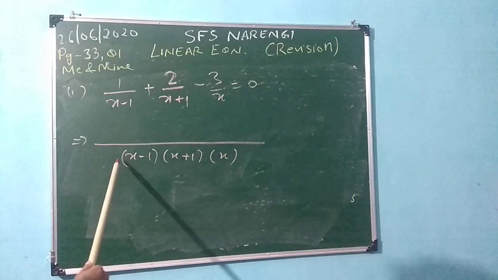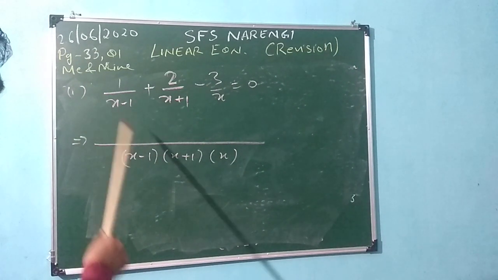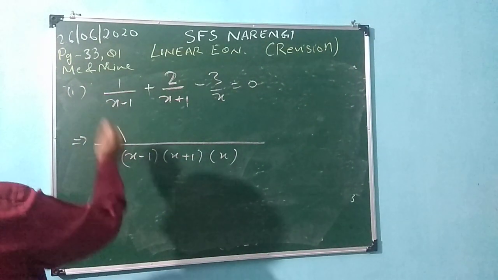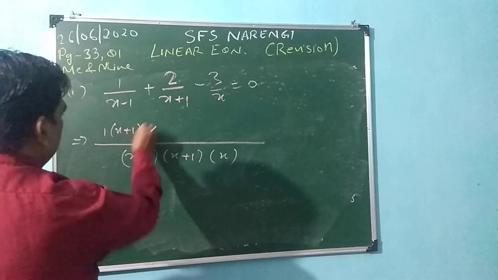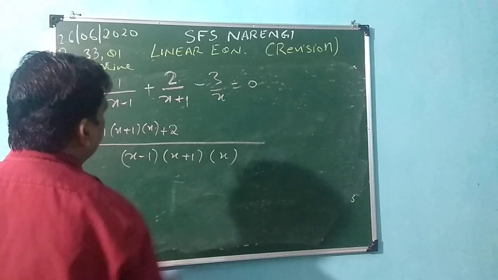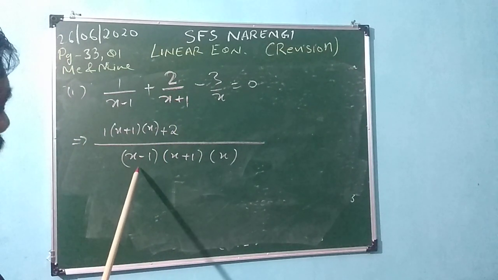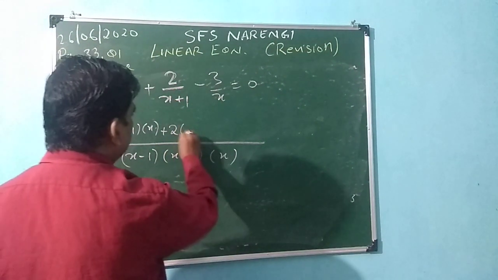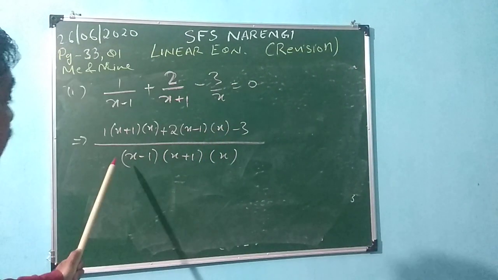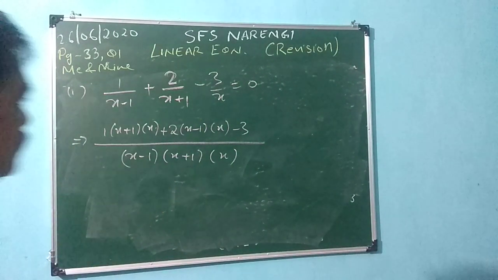Now, you divide this LCM by this denominator. What will happen? If you divide this LCM by this denominator, x minus 1 is cancelled. So what is left? X plus 1 into x. So that will multiply with this numerator. Again 2. You divide this LCM by this denominator, x plus 1, so what is left? X minus 1 and x, so that will multiply with this. Again, this LCM divided by this denominator, x will get cancelled, so what is left? This number.